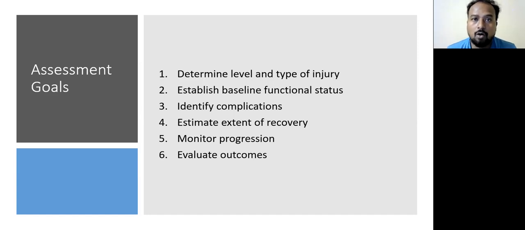The fourth goal of assessment is to estimate the extent of recovery. Almost all patients ask us what would be the recovery. To be specific, they'll ask when will the patient walk, or when will they recover, right? So to be able to answer these questions, we should have that as a goal. That is, at the end of assessment, you should be able to give an estimate of what is the likely recovery, and also evaluate outcomes.